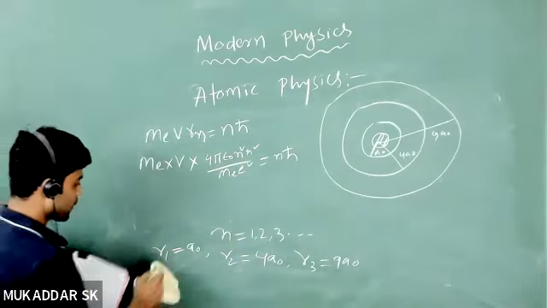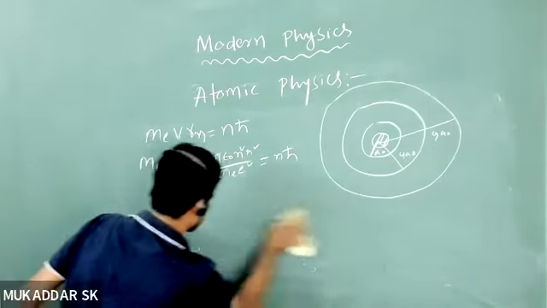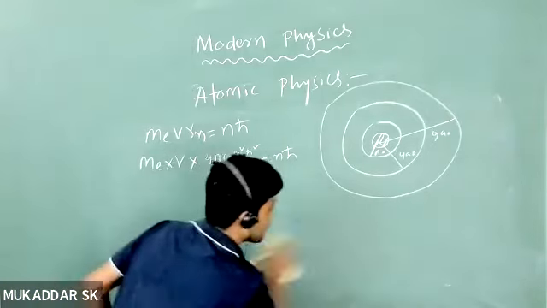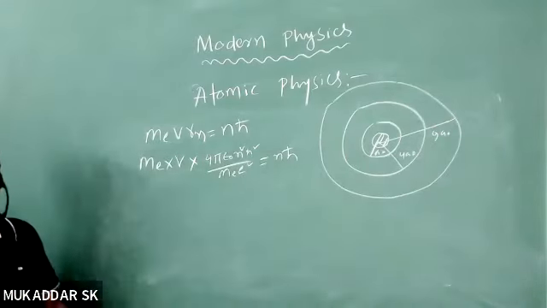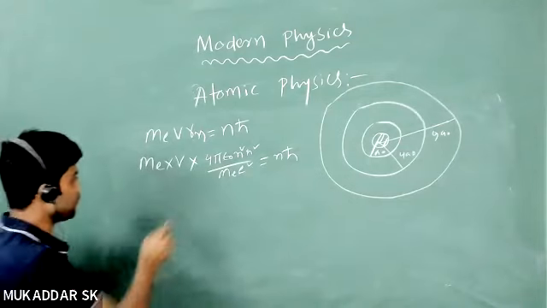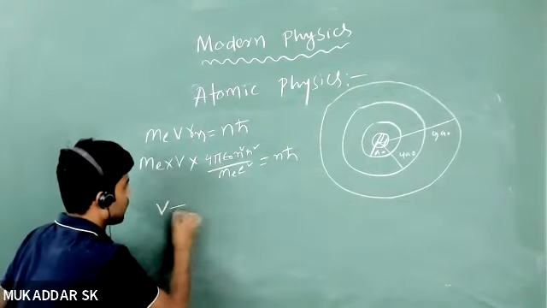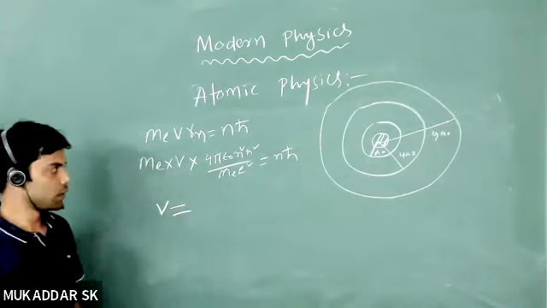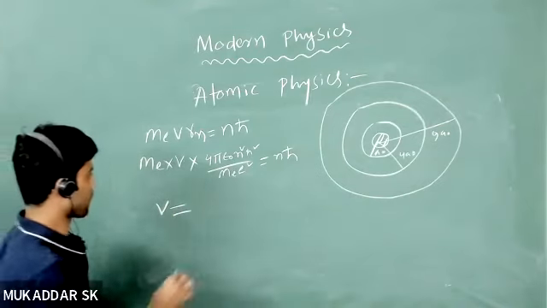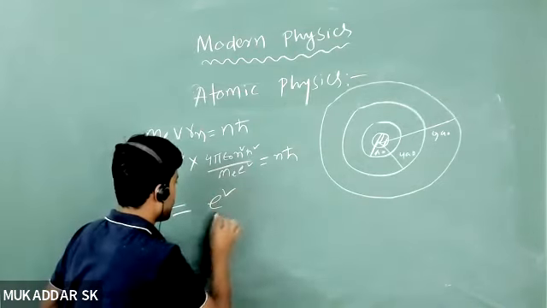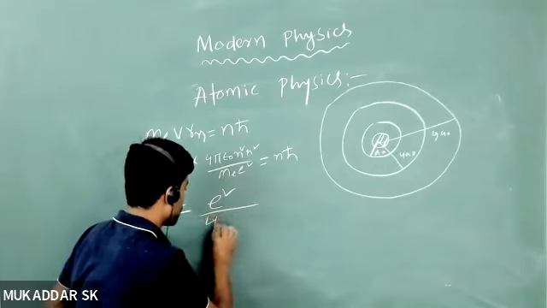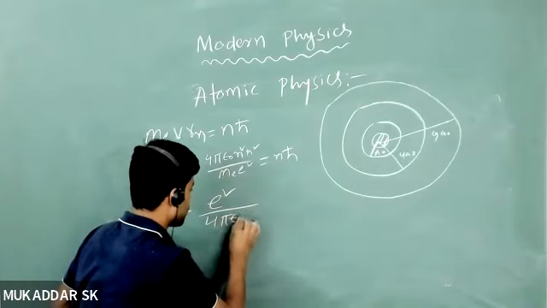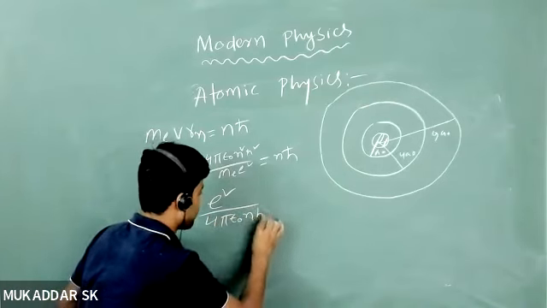Now can you solve it? Can you find the expression for v? Anyone in the class? If you calculate it, how much will you get? v equals e square divided by 4 pi epsilon naught n h cut.